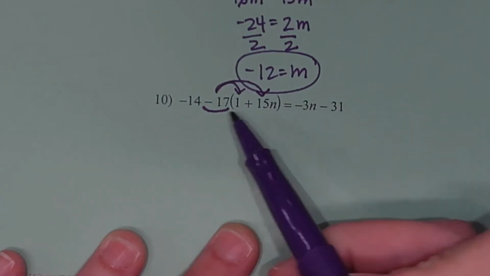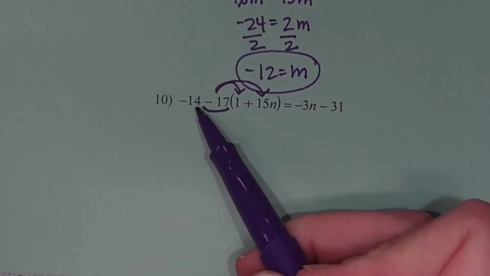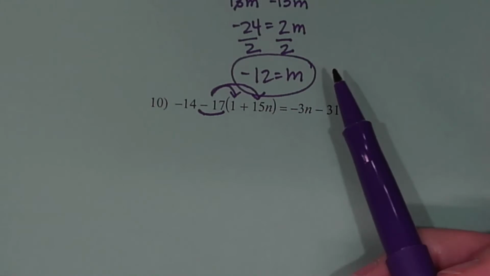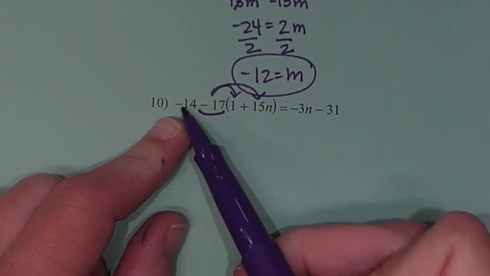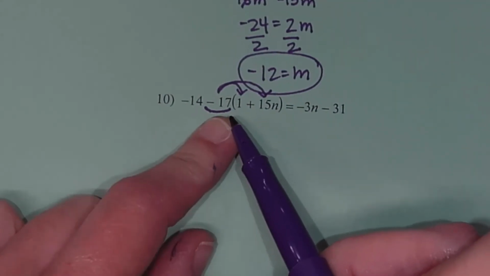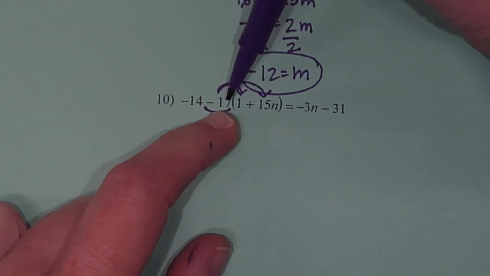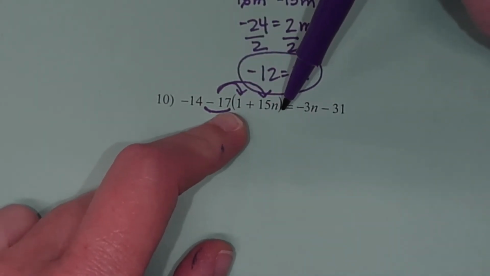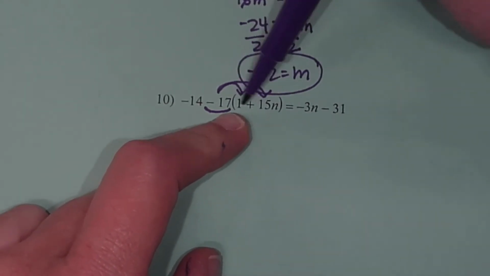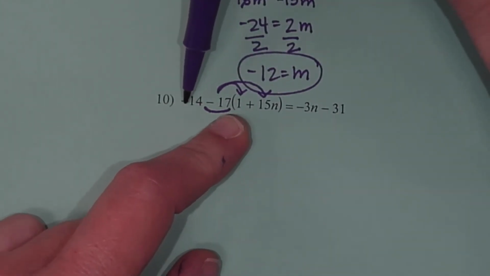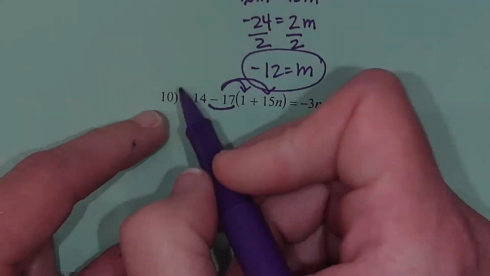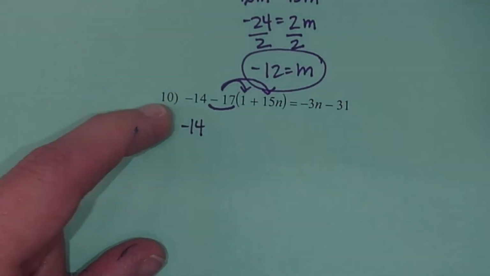Now, if you were thinking you were going to combine like terms real quick, make sure you don't do that. And that's one of the reasons that we put distribute before combine like terms. You can't combine the -14 with the -17, and I'll tell you why. Because the -17 is being multiplied by everything in those parentheses. And if you remember your PEMDAS, you have to do the multiplication before you do the adding and subtracting. So that's why you have to do this distribution first. So I'm going to bring down my -14, and now let's distribute.